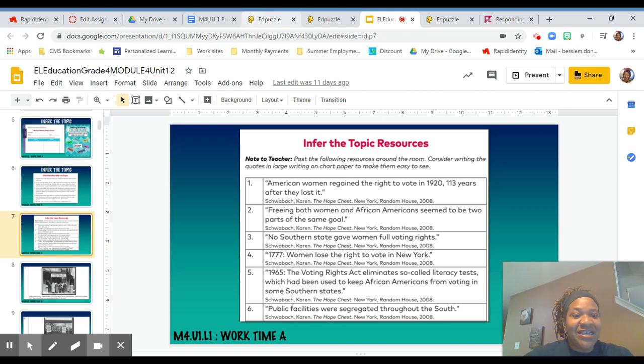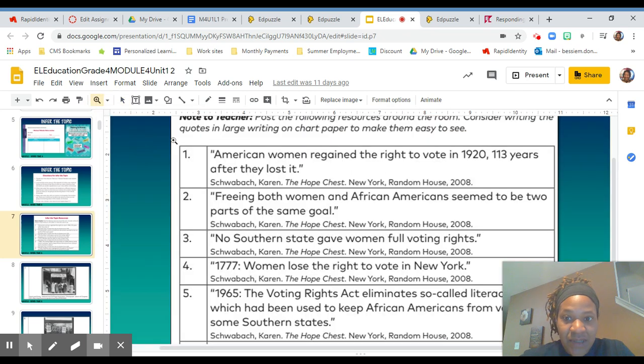So for number 1, if you guys can see this here, let me see if I can make it a little bit bigger. I don't know, it's not letting me make it bigger for some reason. Okay, it did. Yay. All right, so number 1: American women regained the right to vote in 1920, 113 years after they lost. So we'll do this one together. I want you just to take about 10 seconds and think about what you notice, what you wonder. Don't write anything down.